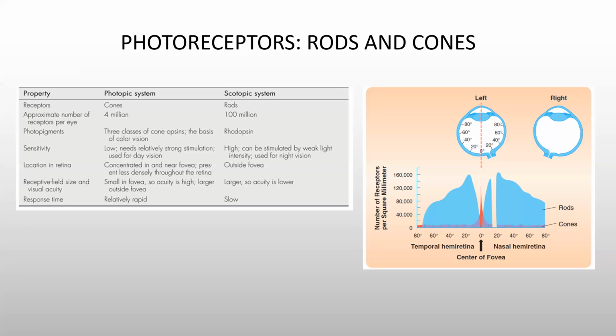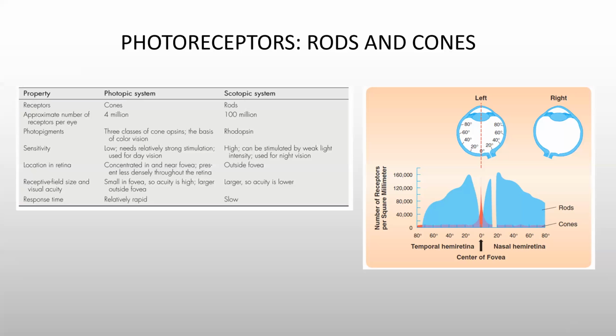For sensitivity, cones, low, needs relatively strong stimulation used for day vision, which means that you need that light for that high acuity vision. Okay? For rods, high sensitivity, can be stimulated by very weak light. Okay, so good for night vision. The cones concentrated in and near the fovea. For the rods, outside the fovea.